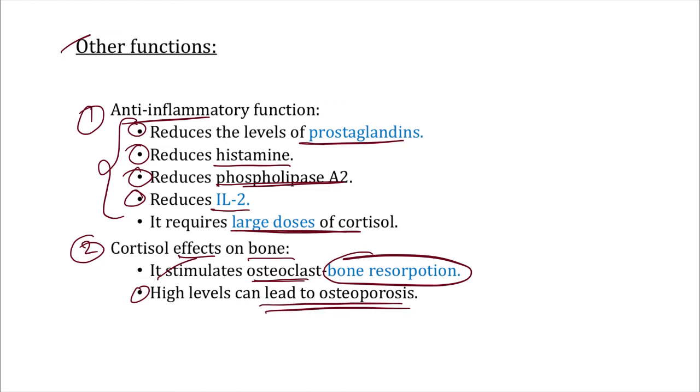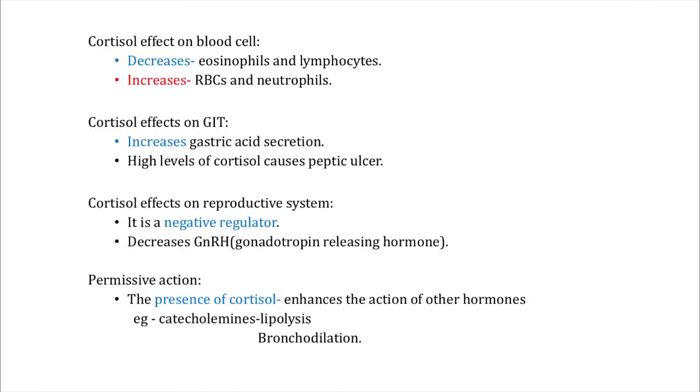Very important. With this important note, now see here, the third function of cortisol is the effect of cortisol on blood cells. Cortisol decreases certain blood cells like eosinophils and lymphocytes. At the same time, it also increases certain blood cells like RBCs, red blood cells, and neutrophils. So cortisol decreases eosinophils and lymphocytes, but on the other hand, it also increases red blood cells, RBCs, and neutrophils.